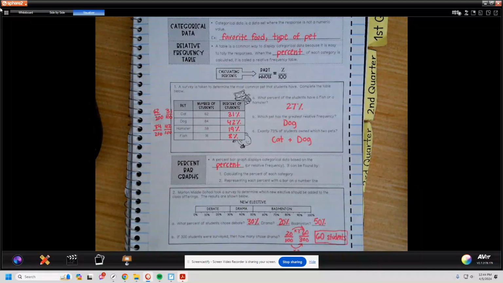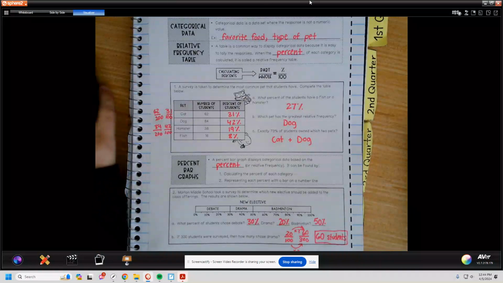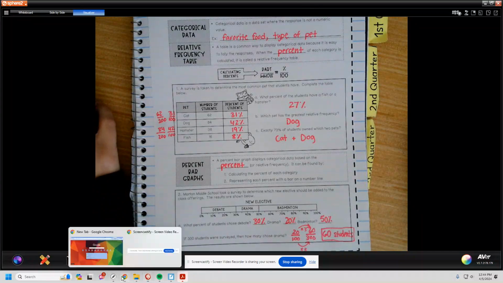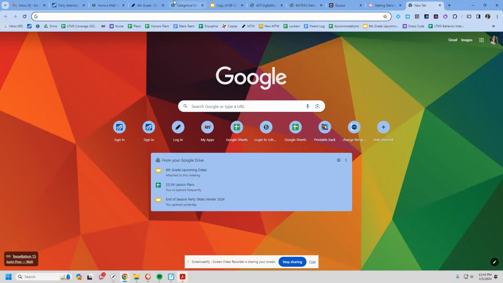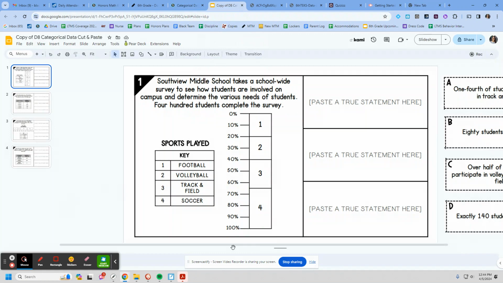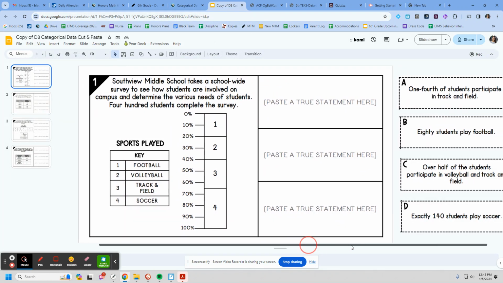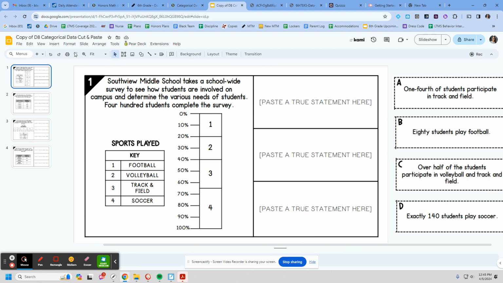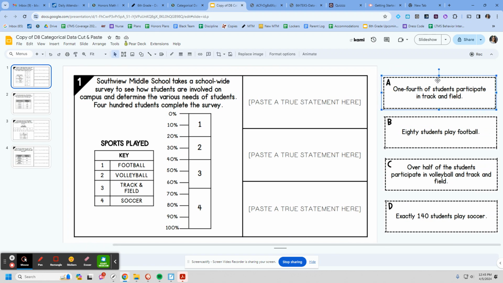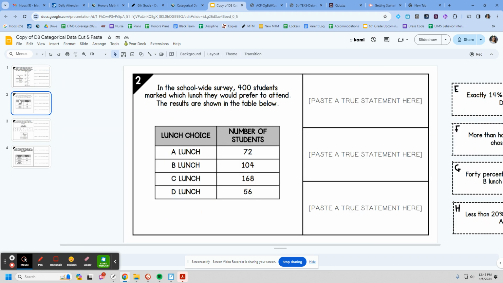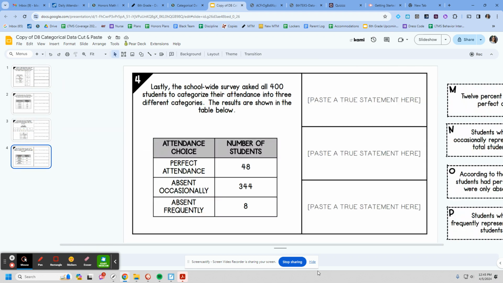So you guys are going to do an activity on Schoology. Let me show you what it looks like right here. All right, so in a minute, you guys will open up these slides on Schoology. There are 4 slides. You might need to zoom out or scroll over if you can't see the cards. There should be 4 cards over there. You need to read the problem and determine which 3 of these statements are true. So then you can just drag and drop the 3 that are true. Same thing for slide 2, slide 3, and slide 4.